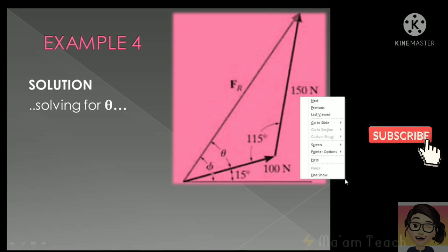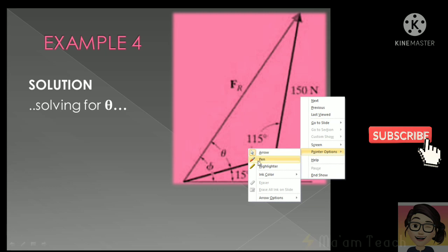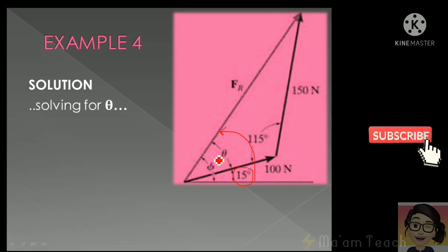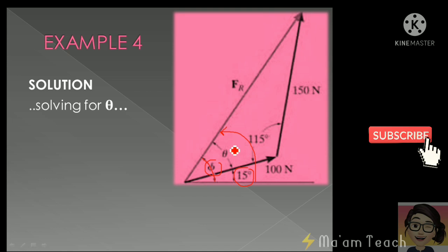But in order for us to measure the direction from the x-axis going to the position of the F sub R, it should be added to 15 degrees. Okay, it should be added to 15 degrees. That's why the value that we are trying to solve here is this angle phi, because as you can see, angle phi is from the F sub R going to the reference point. So whatever value that we have as we solve the theta here, we will add it to 15 degrees.